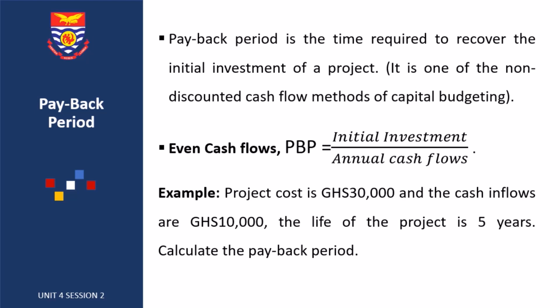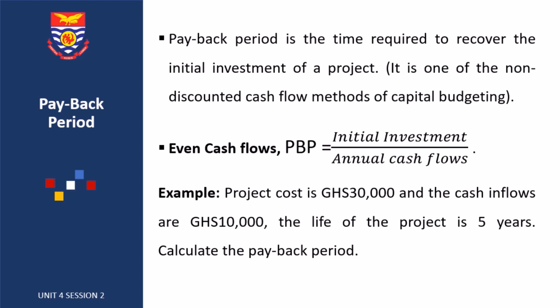Alright, so let's try with this example. Project cost is 30,000 Ghana cedis and the cash inflows are 10,000. The life of the project is 5 years. Calculate the payback period. They are saying that the cash inflows are 10,000, so it means that for all the 5 years, each year is 10,000 Ghana cedis. And the amount that we invested in the project is 30,000. So how long is it going to take us to recover this 30,000?